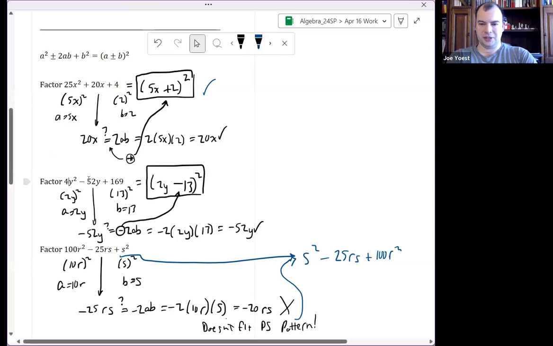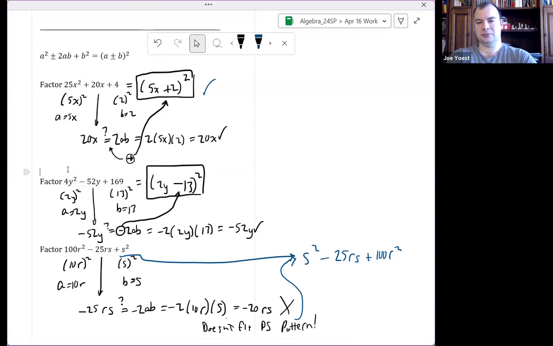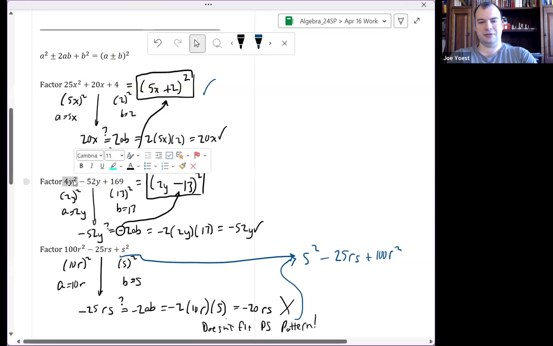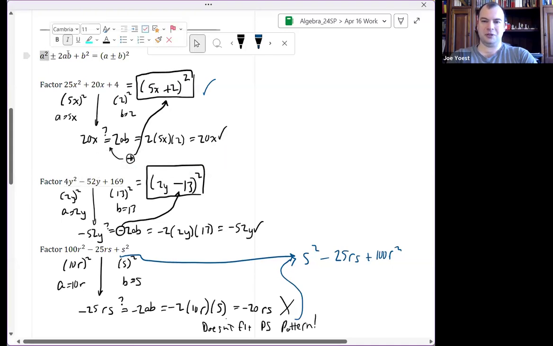Similarly, for our second example here, we note that 4y squared is just (2y) squared. 169, we might have to think through what's the factorization of that, but that's 13 squared. So I recognize that I have two terms that are perfect squares that have plus signs attached to them. And then my question is, so far I match the perfect square pattern, but I have to check this cross term. Is it true that negative 52y equals negative 2ab? I see a negative 52, so that's why I'm looking at negative 2ab.